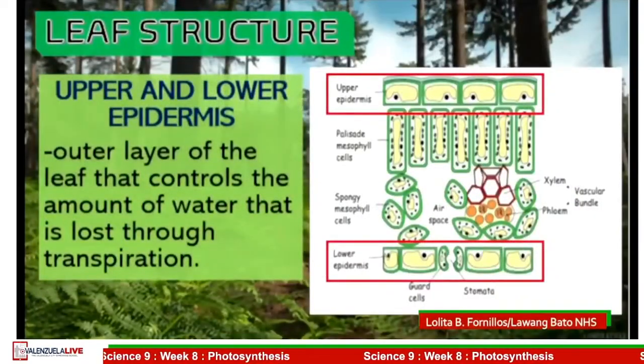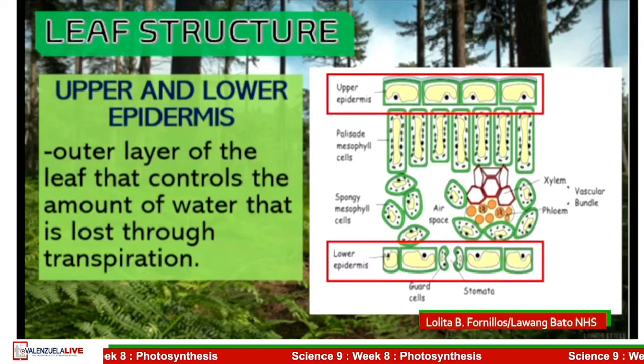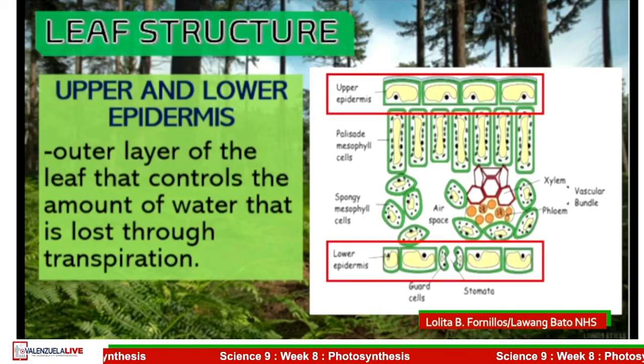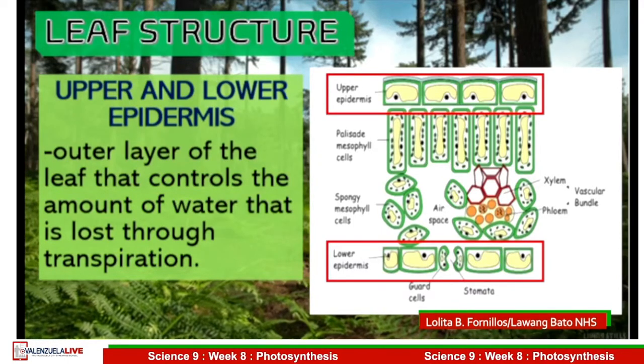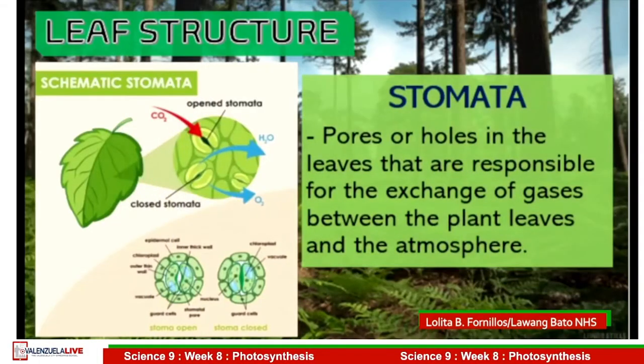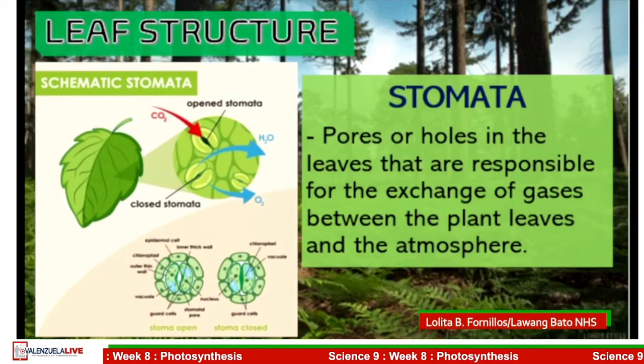The upper and lower epidermis is the outer layer of the leaf that controls the amount of water that is lost through transpiration. The cuticle is a waxy layer covering the leaf. It reduces the rate of water loss from the leaf surface. Next is the stomata. These are the pores or holes in the leaves that are responsible for the exchange of gases between the plant leaves and the atmosphere.